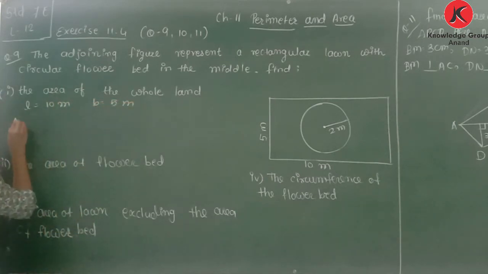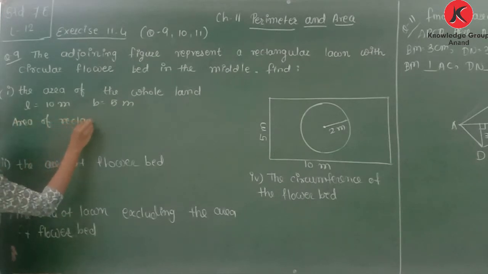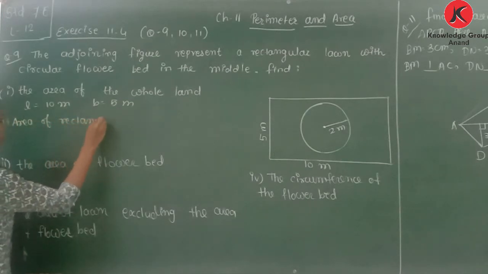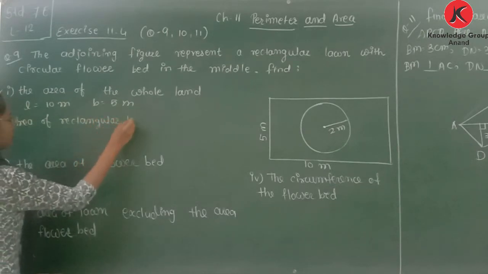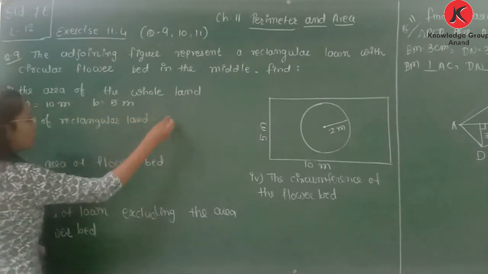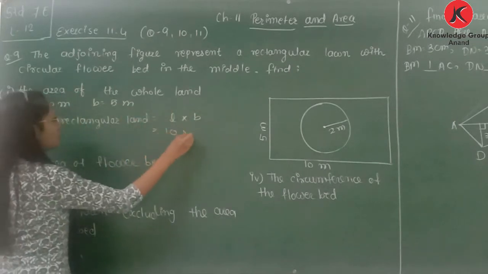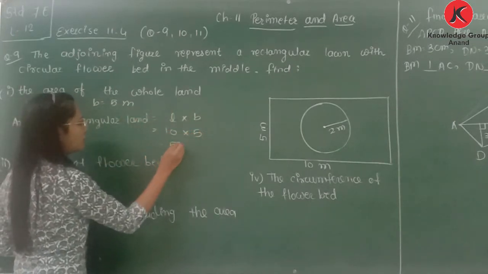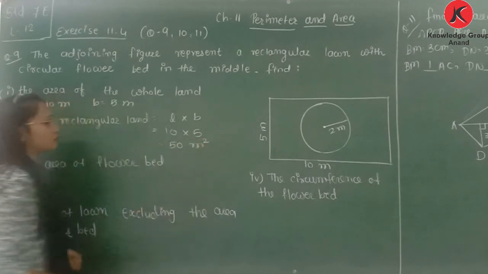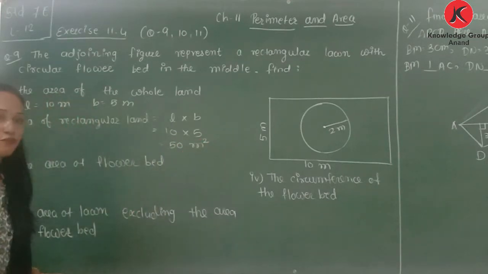So the area of the rectangle is equal to length multiplied by breadth. Here length is 10, breadth is 5, so it is 50 meters square. So what is the area? It is 50 meters square.